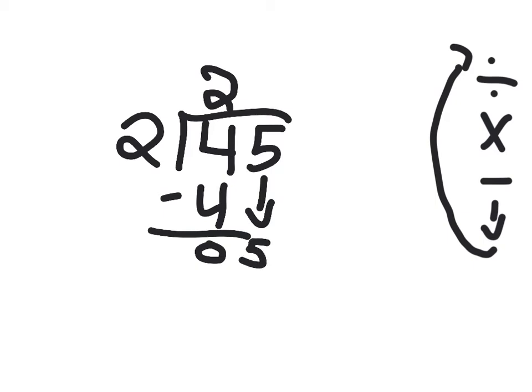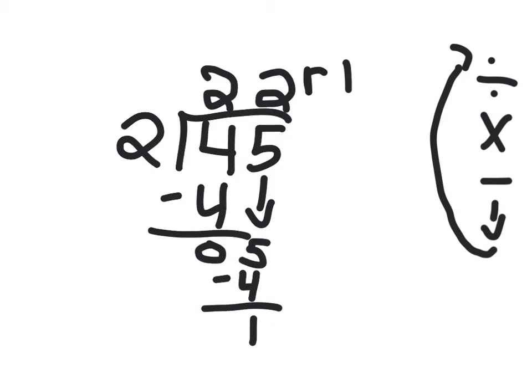And 2 goes into 5 how many times? Well, that would be twice again. 2 times 2 is 4. So multiply. Then we subtract, and we're left with 1. There's nothing else to bring down. So our answer here is 22 with a remainder of 1.